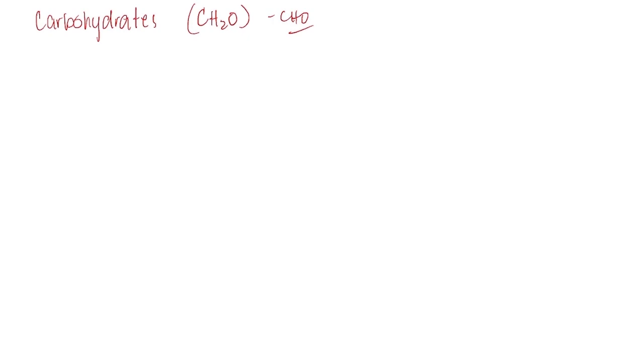One example of a carbohydrate is glucose, and glucose contains 6 carbons. By this general formula, we can identify the molecular formula of glucose. You just multiply it by 6. So the molecular formula for glucose is C6H12O6.